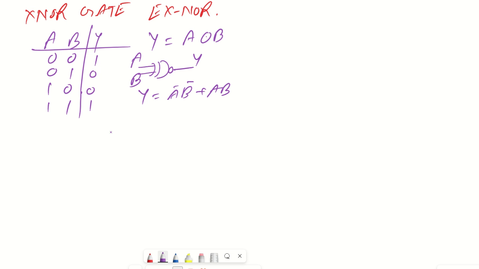Now if we write it using max terms, my Y becomes, wherever it is 0, we take those terms. It will be A plus B bar into A bar plus B. So this is how we have the expression for the XNOR gate.